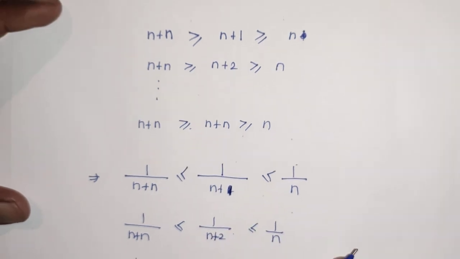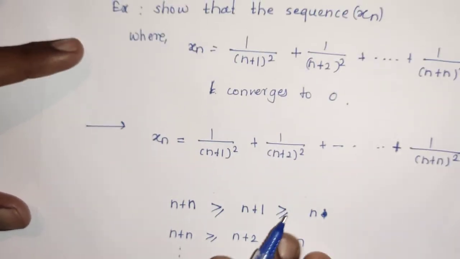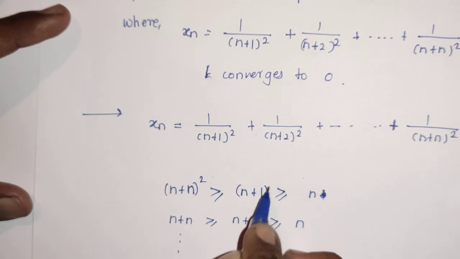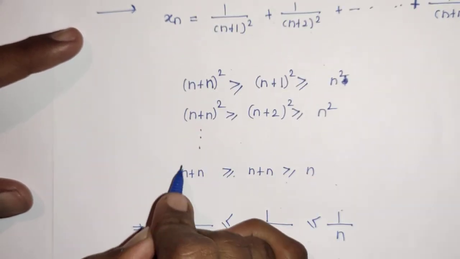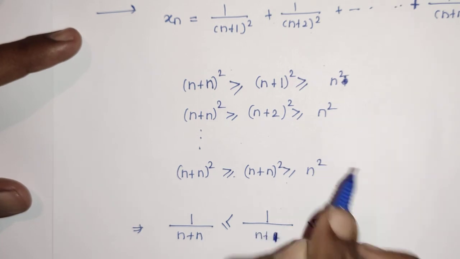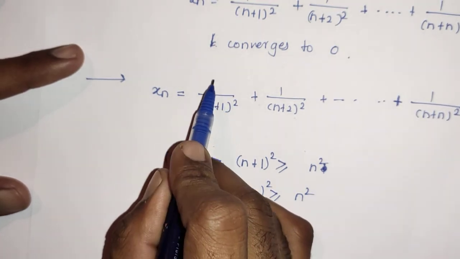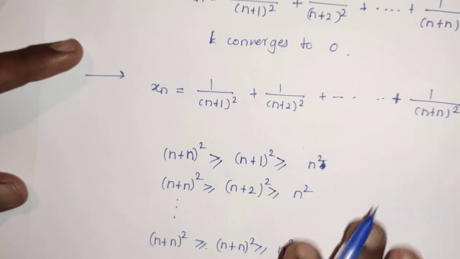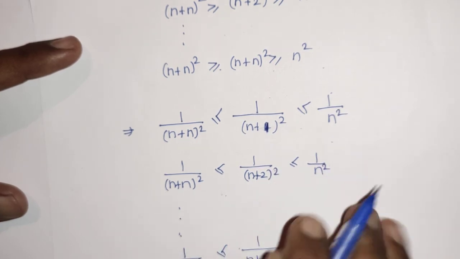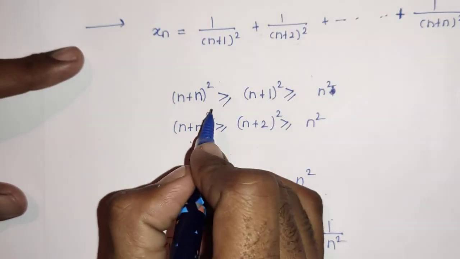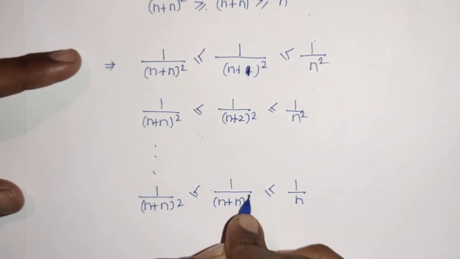Now if we take the squares, there is no change in the inequality. So (n+n) square is greater than or equal to (n+1) square, which is greater than or equal to n square. We take the squares on both sides because x_n is 1 upon (n+1) square plus 1 upon (n+2) square and so on, so we need these terms in the form of squares. There is no change if we take the square, because n+n is greater than or equal to n+1, so the square of that number is again greater than or equal to the square of the other number. So the inequalities hold here.